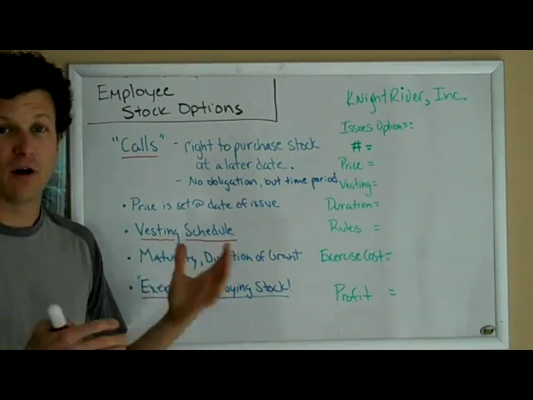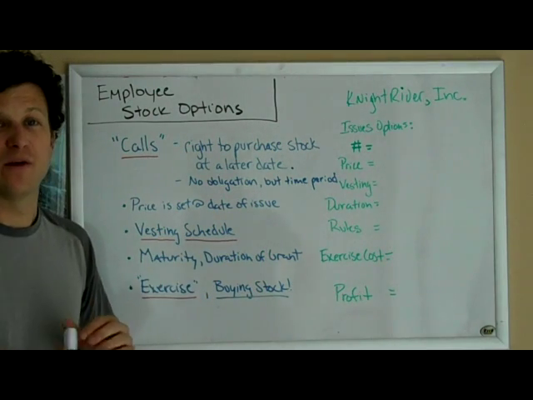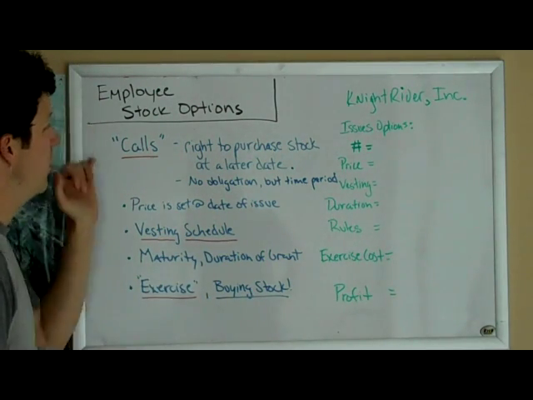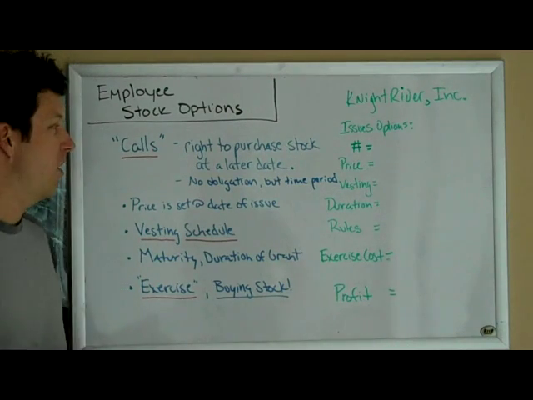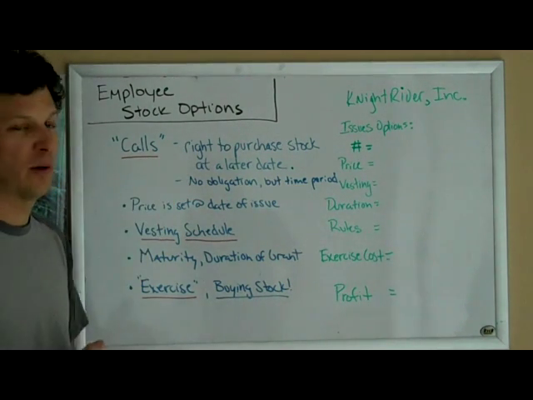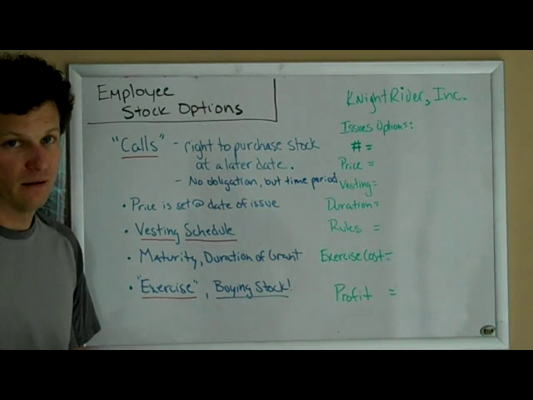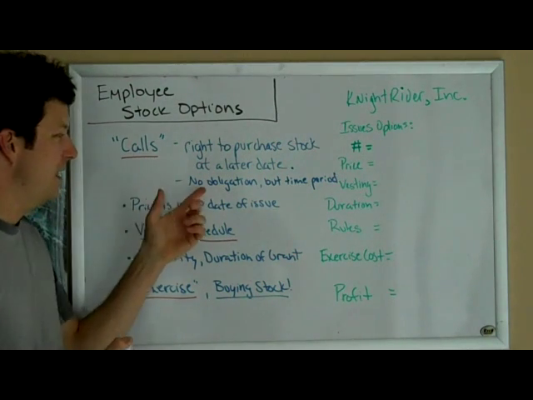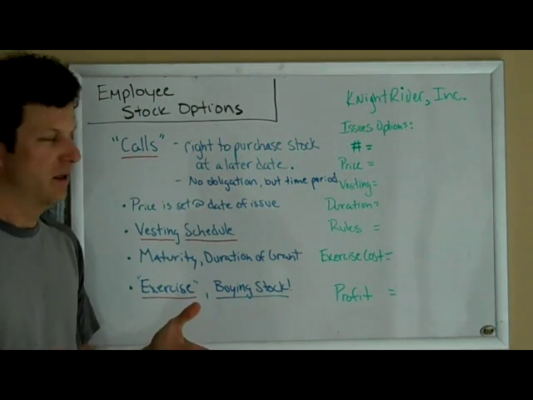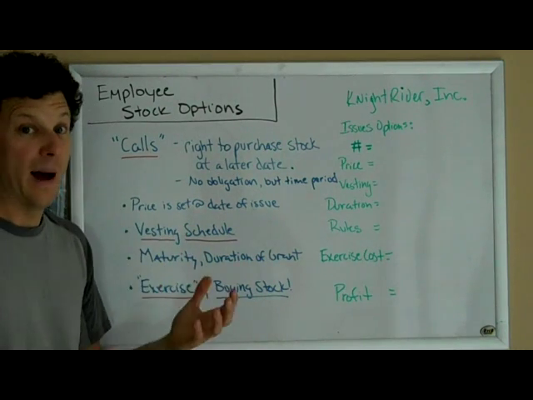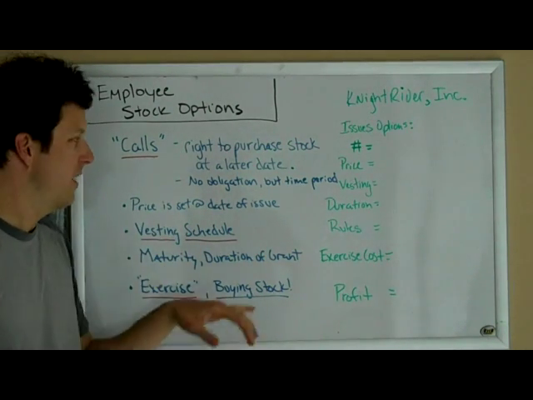Options come in two forms, a call and a put. For right now, we don't have to worry about what puts are because employee stock options are calls. A call option gives you the right to purchase stock at a later date. So it doesn't give you the obligation, you don't have to purchase it. It gives you the right or the option to purchase that stock at a later date.